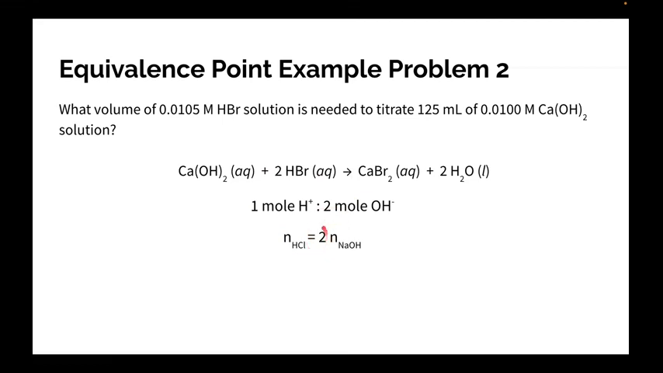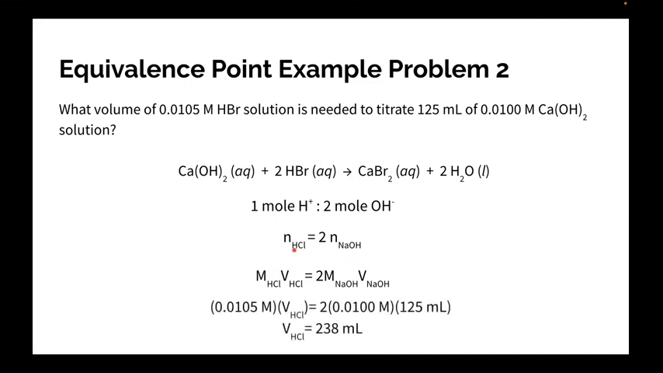So I now have this factor of 2, and I carry that through and multiply 2 into my molarity of the base times my volume of the base. And I set that equal to my molarity of the acid times my volume of the acid. Now that we've done the hardest part, we just plug in what we know. I know my concentration of the acid. I'm solving for my volume of the acid, and I have to multiply 2 into my molarity of the base times my volume of the base. And when I solve, that gets me that I have to add 238 milliliters of the acid into my base in order to reach my equivalence point.